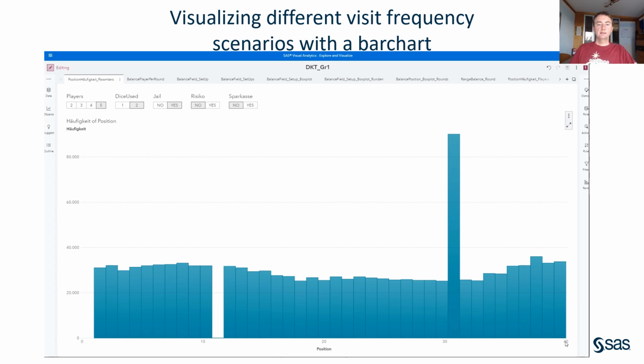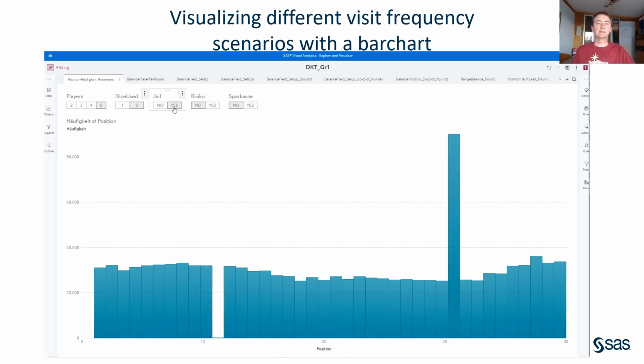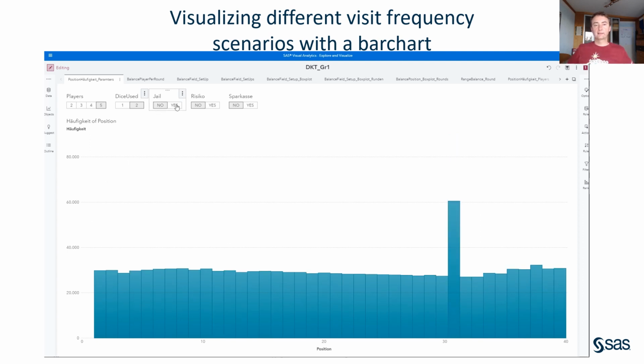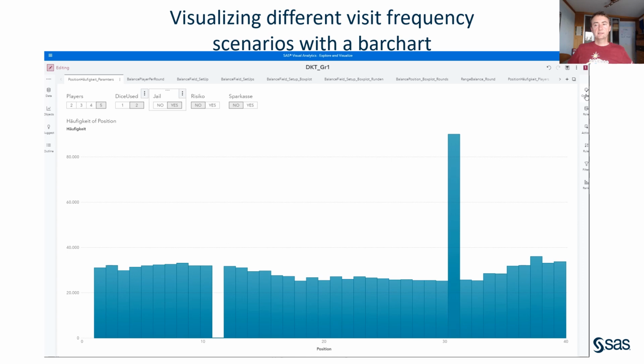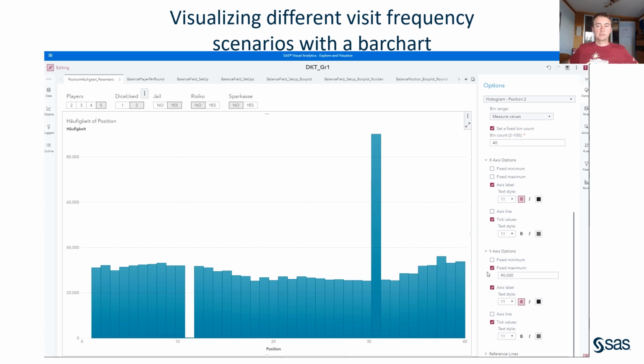The first one that we are seeing here is the display of the visit frequency. So you again see the position of the fields on the horizontal axis, and what they did is they added certain buttons where you can turn certain scenarios off and on. So you see, if you turn off going to jail, we see a very similar distribution to what we've seen before. Yes, there's still a peak with the jail, because they also considered when you roll 2 identical numbers on the dice. So this is a very easy one where you can turn this off and on and display different scenarios here in the bar chart.